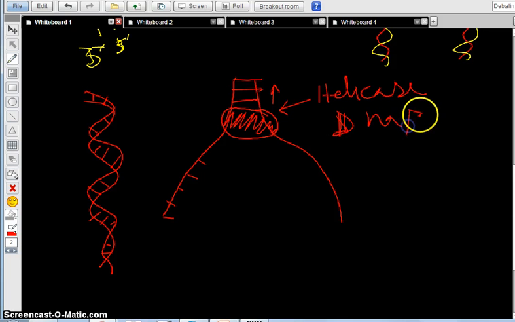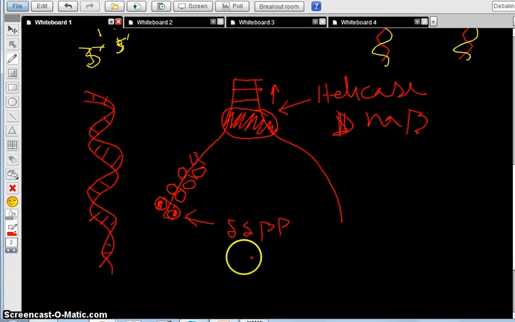helicase, which is moving in this direction and unzipping the DNA structure. This is the DNA B protein, and on the single stranded DNA we find some proteins associated with the single strand. These proteins are called single stranded binding protein, or we can write it as SSBP in short.